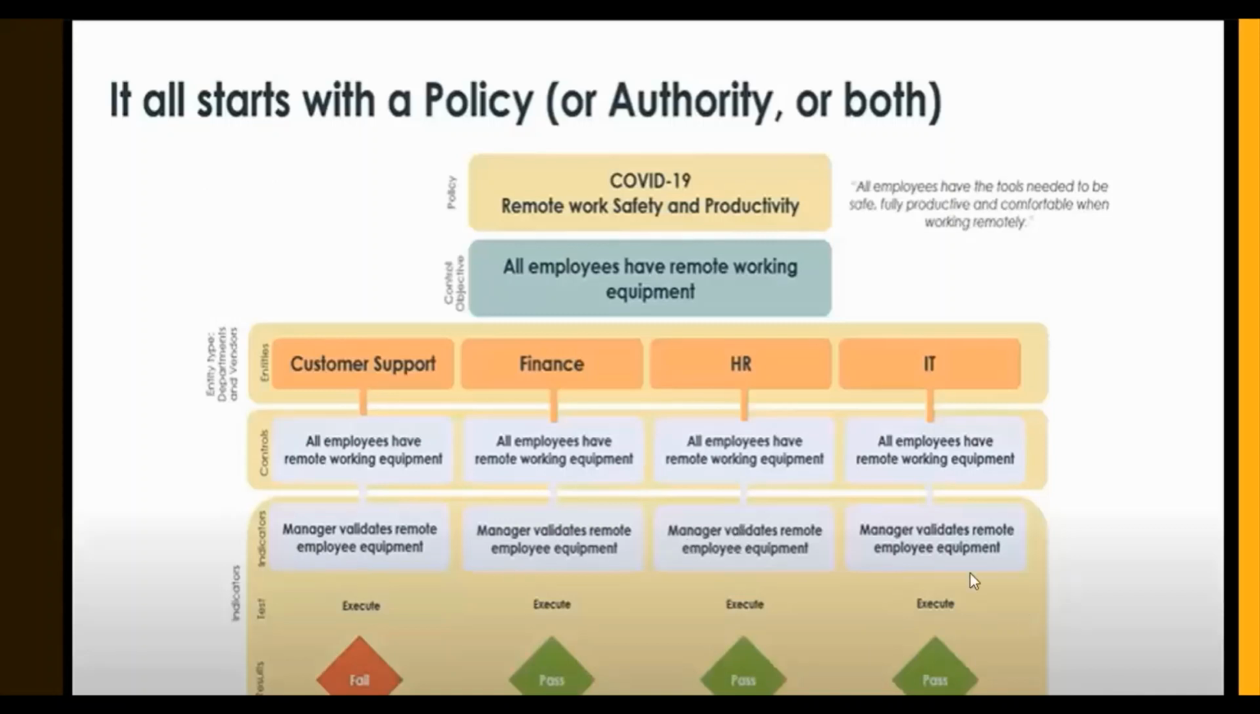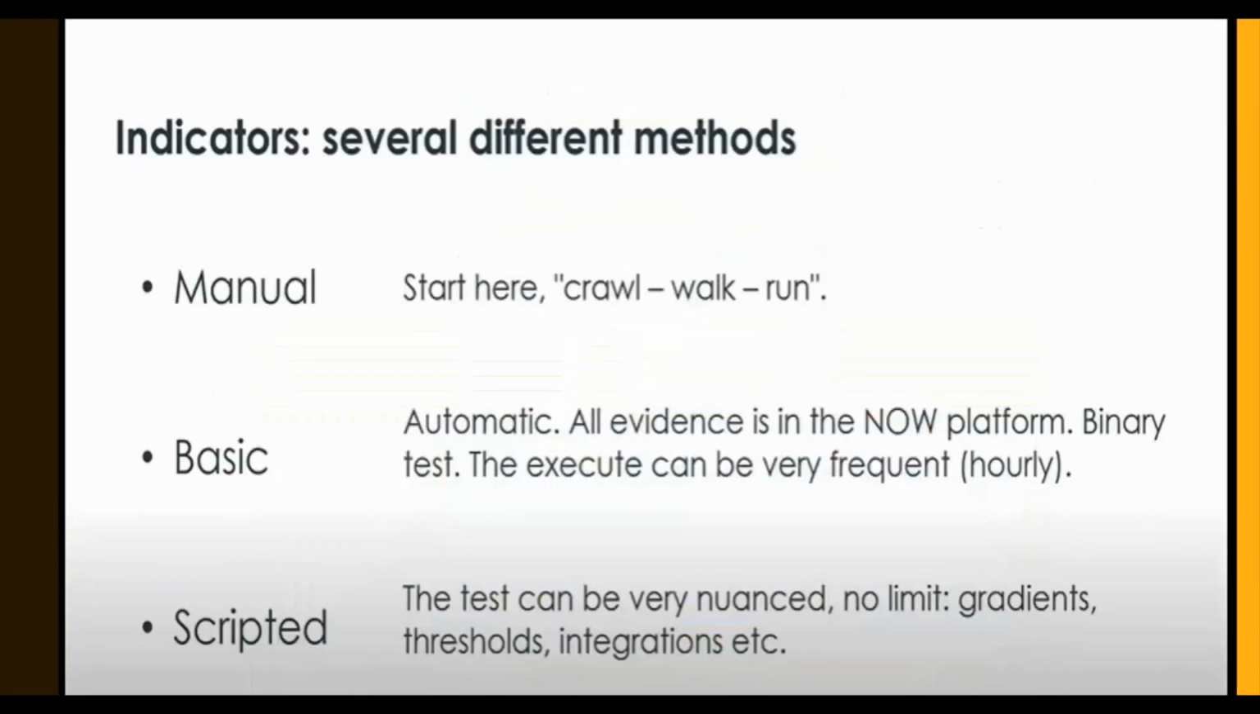So we need to execute the indicator in a certain duration. We can set it on a weekly, monthly, or daily basis. So this is the overall hierarchy of how the indicators are used and help us calculate the compliance score. It can be used in audit and risk as well. Basically, the indicator has different methods, like the manual method, basic method, and scripting method. In the basic method we can start with a basic crawl, walk, run.